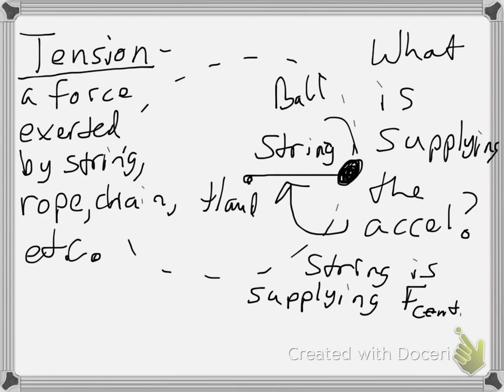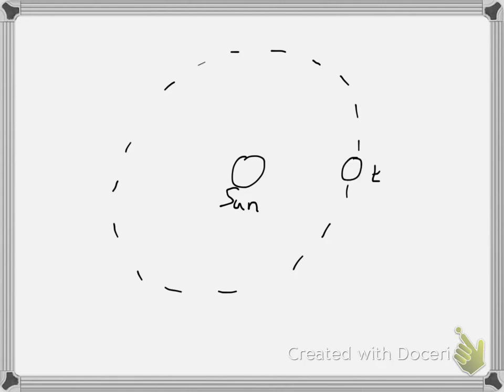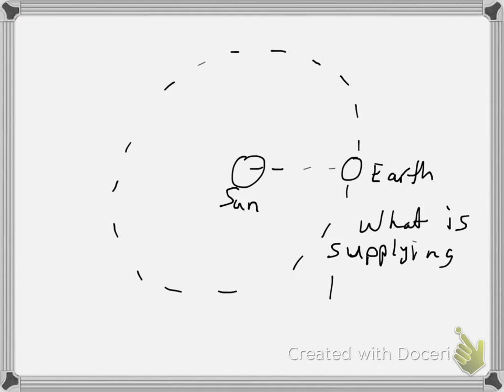So here's a question. If this is the sun, and this is the Earth's orbit around the sun. Now our orbit is not perfectly circular, but it's darn close. And so if this is the Earth, there's no literal string, right? There's no literal string attaching us to the sun. So what is supplying F_cent, or the centripetal force, for Earth?